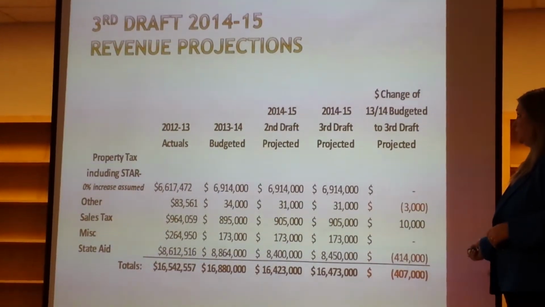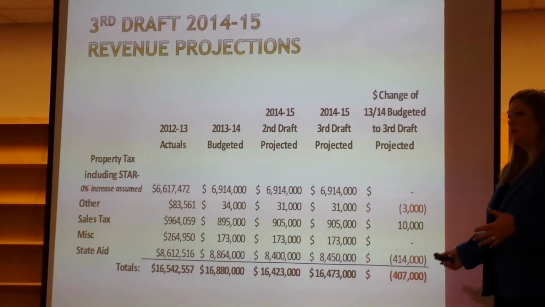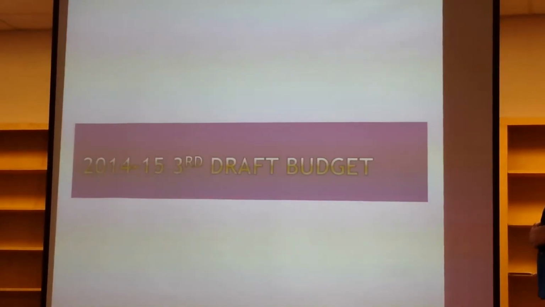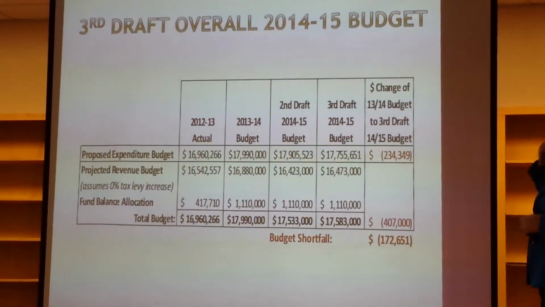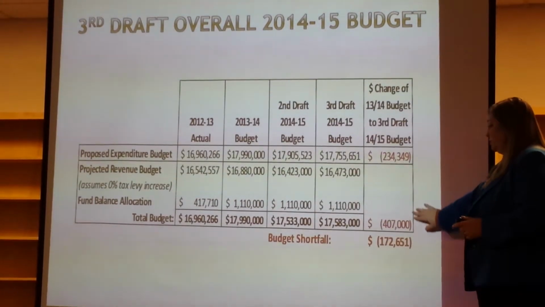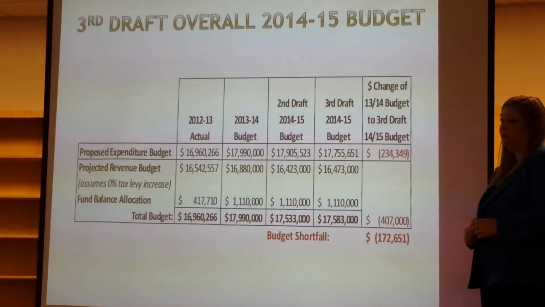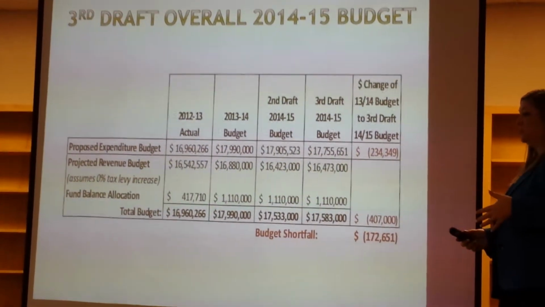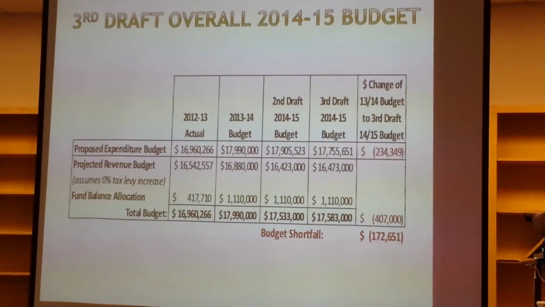We're still showing a significant deficit on our revenue side, but that was due to the loss in aid that we knew we were receiving all along. And then overall, our expenditures are decreasing by $135,000. Revenues are decreasing by $407,000, which leaves us a budgetary shortfall of $172,000. Even though we're reducing our expenses because our revenues were decreasing more than that, we still end up with the negative balance.